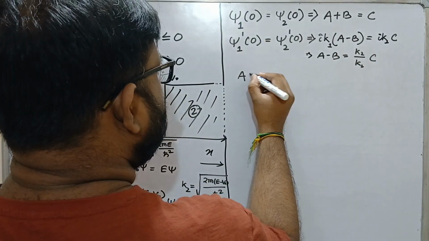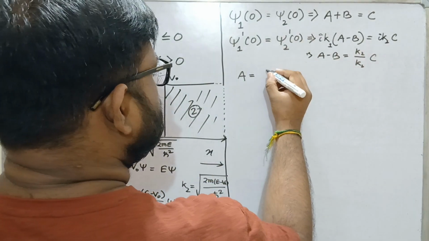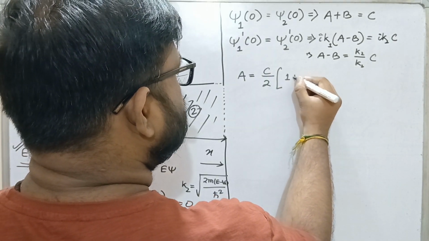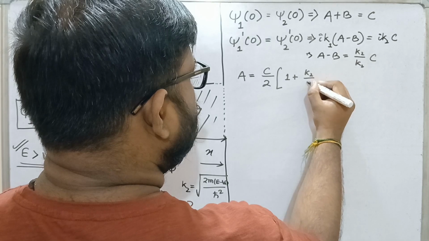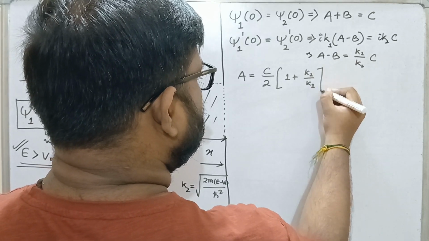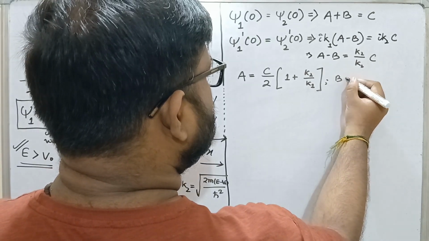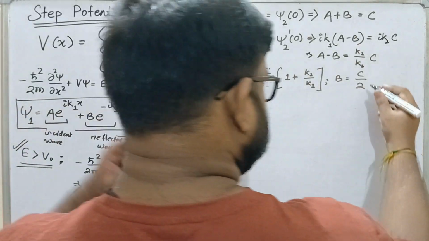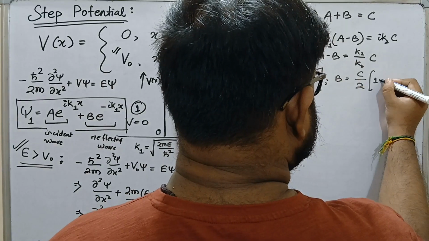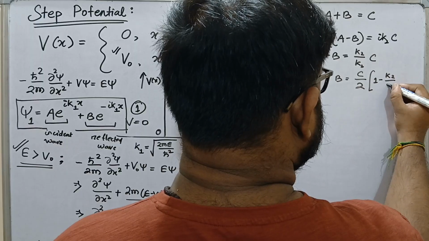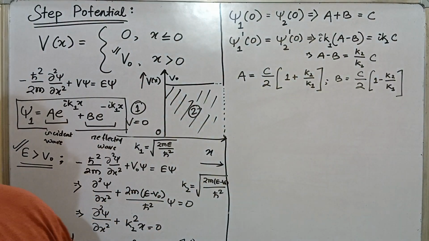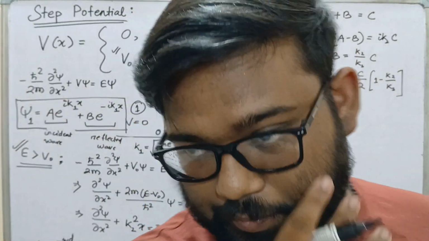We can find easily, a is equal to what? c by 2 into (1 plus k2 by k1), and b is equal to what? c by 2 into (1 minus k2 by k1). Got it? Got it. Okay.